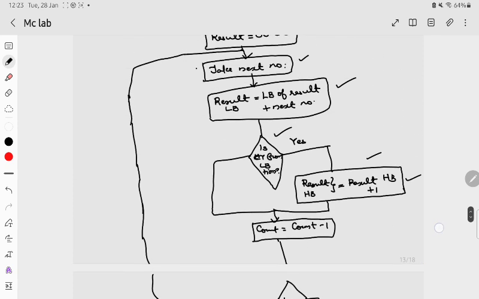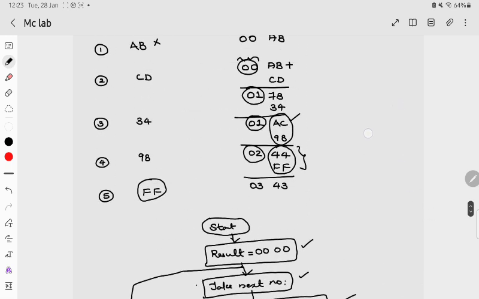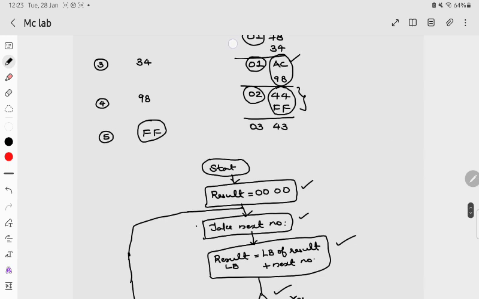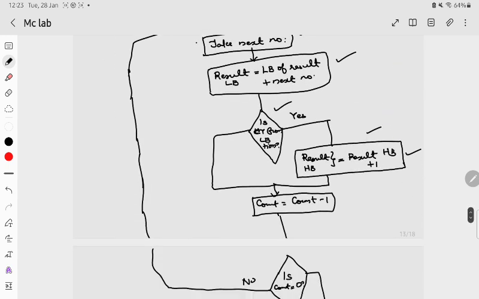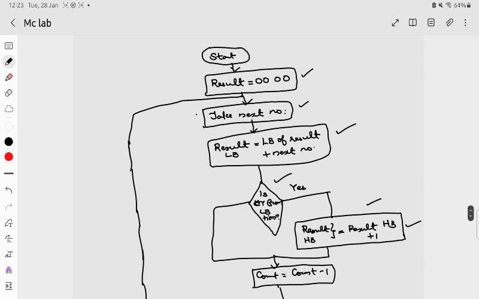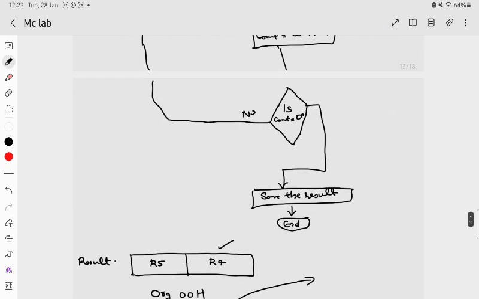If count is not 0, again go back, take the next number, which is CD, and add it to the lower byte of the result. If there is a carry, your higher byte will become 1, and again the count becomes count minus 1. Is count equal to 0? No. Take the next number. Again this operation gets performed. And finally, once the count is 0, we save the result. That is what we should do.